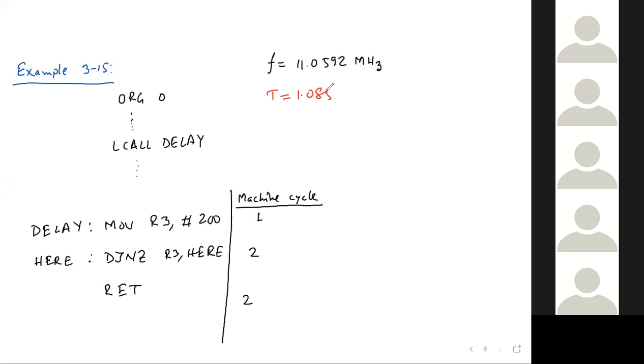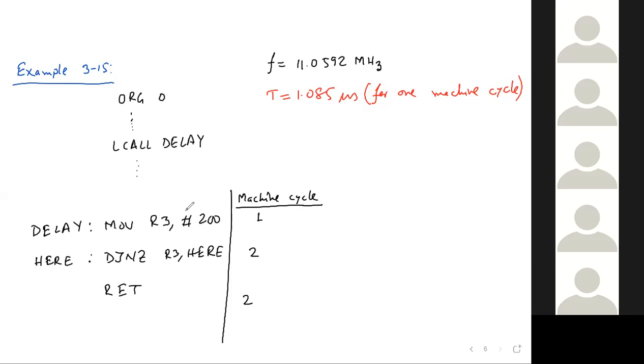1.085 microseconds. Exactly, 1.085 microsecond. So this is the time period for one machine cycle. You need this information and the number of machine cycles. So now you have all the information. Can you calculate how much delay we are generating in microseconds using this delay subroutine?